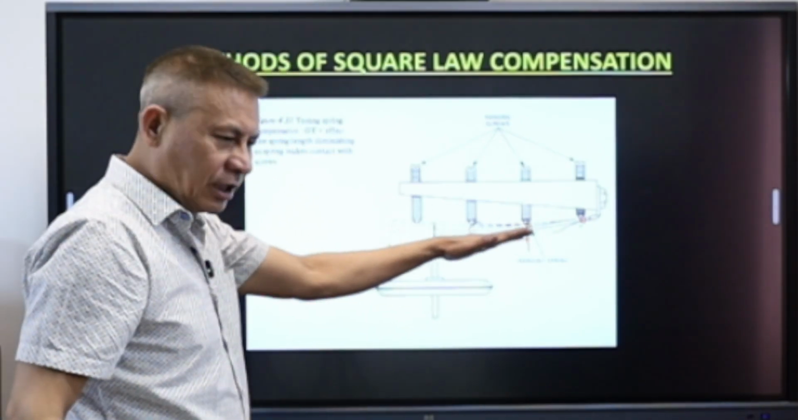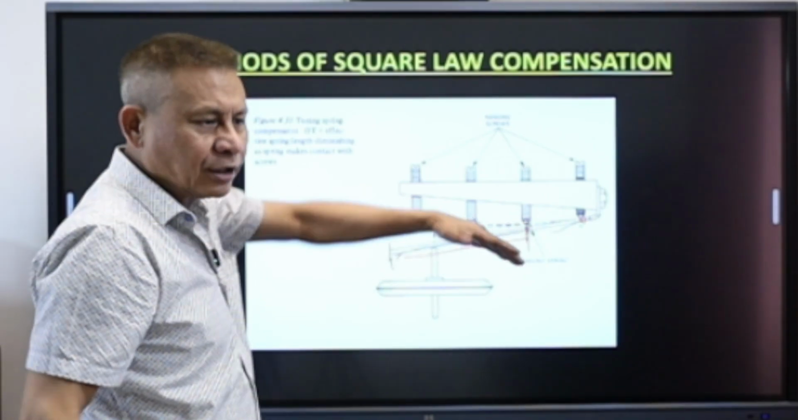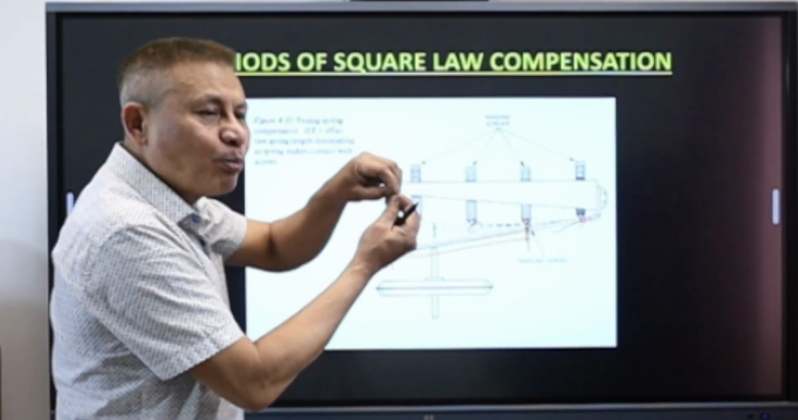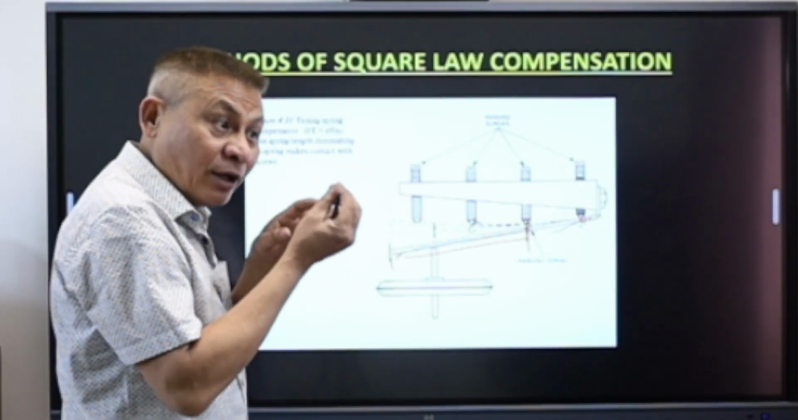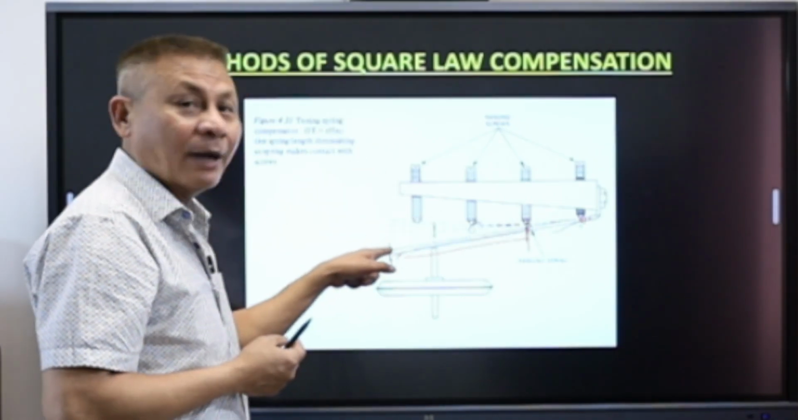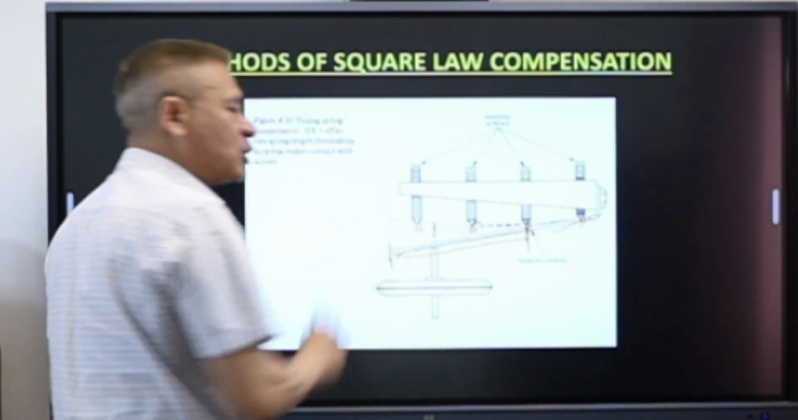So since the length is shortened, the tension in the spring is going to increase. Therefore the capsule has to push further, because as the dynamic pressure increases, the capsule expands more. This has been restricted by this spring, and thus it will have multiple springs to resist.